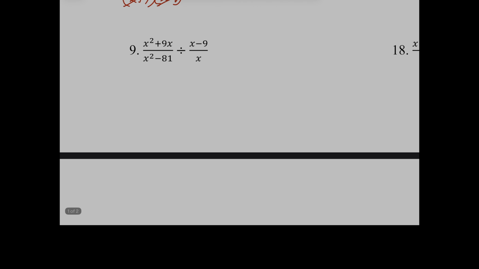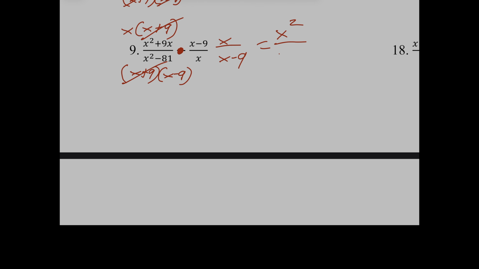Going on to number 9. Can I pull something out? I sure can. I can pull out an x, and I'm going to be left with an x plus 9. Now here, I'm going to have an x plus 9 and an x minus 9. Now, it says division, so I have to multiply and I have to flip. Now, let's cancel things out. Oh dear, there's not a lot. It's just this. Boom and boom. So now on top, I have an x and an x, so I'm going to write x squared. And on the bottom, I have 2 x minus 9s, so I'm going to write an x minus 9 quantity squared.